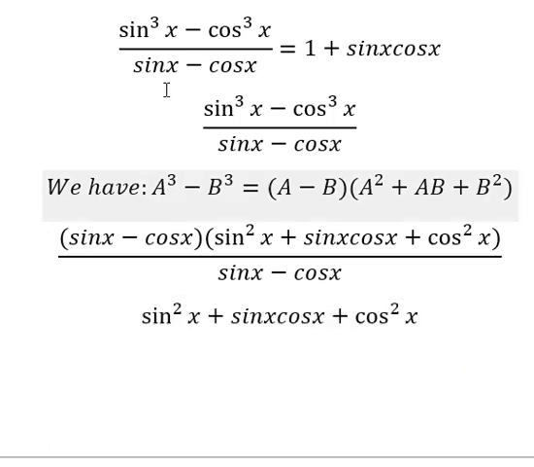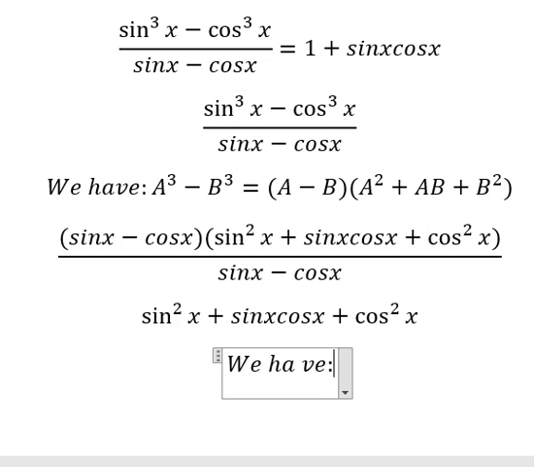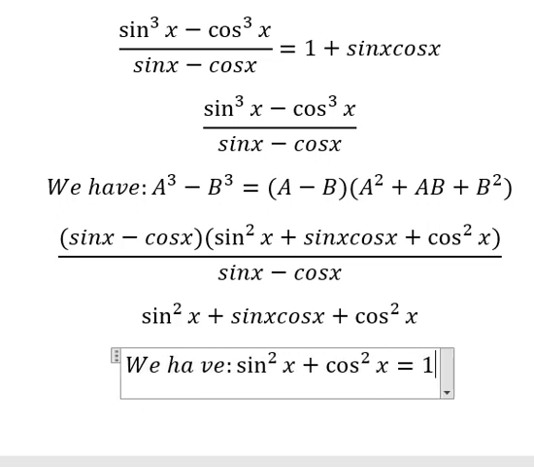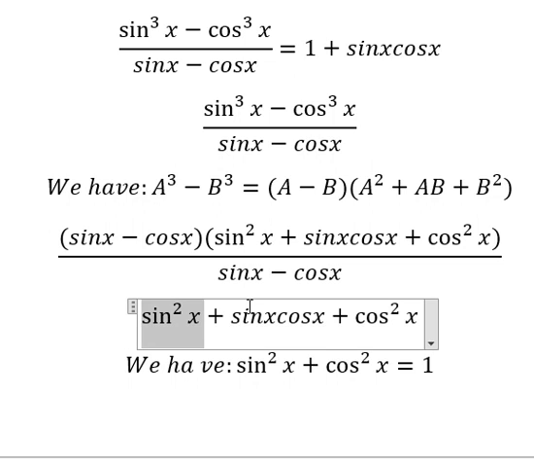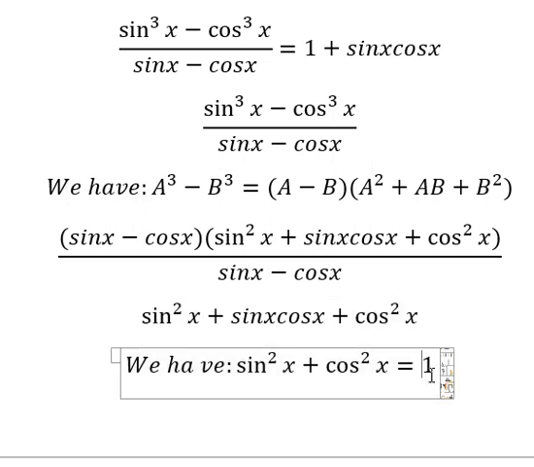Next, we have the second formula in here. So this one plus this one, we have number 1.